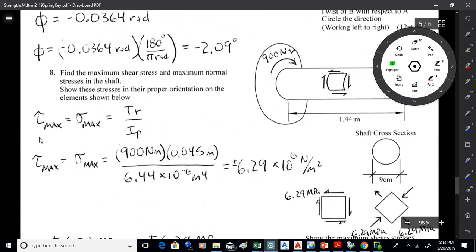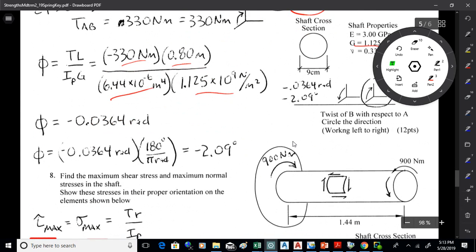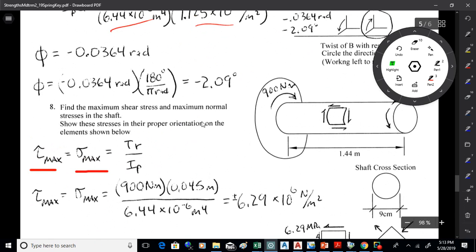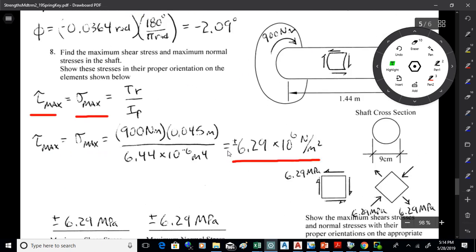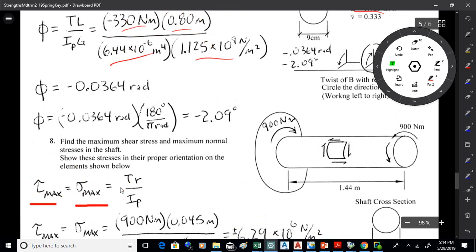Okay, the next one, both the maximum shear and maximum normal stress are TR over I. We've got the torsion there, 900. We've got the radius, which would be half the 9 centimeters, so that's 0.045 meters. Divide it by I, you get the maximum shear and normal stress there, 6.29 times 10 to the 6. That's a plus or minus for both values, so 6.29 megapascals plus or minus for both answers.